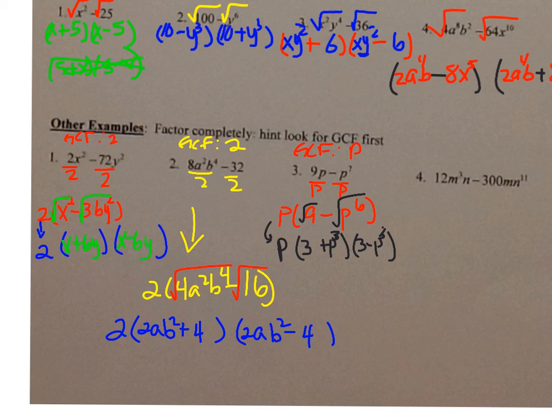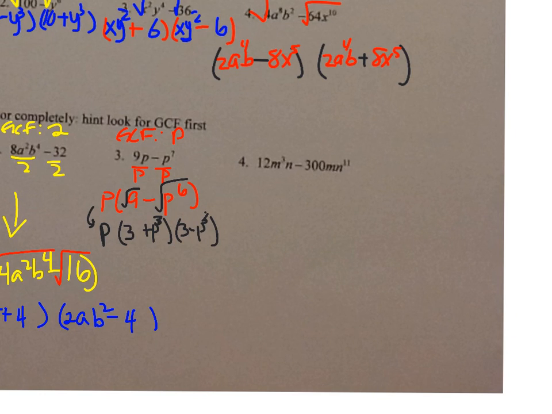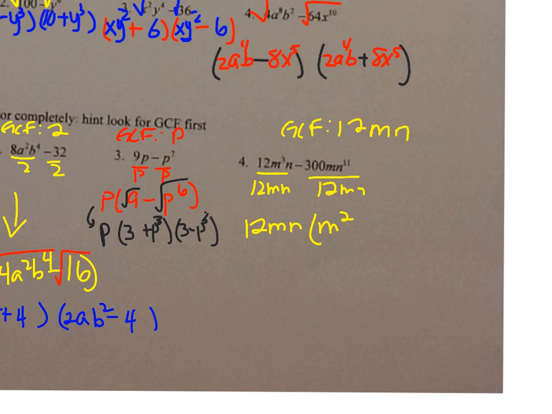Okay, and last one, number 4. All right, so let's see here. So I have 12 and 300. There is a GCF with that, and actually it is 12. 12 does go into 300. So the GCF is 12. All right, we have an m to the 3rd and an m, so m is part of it. An n and then an n to the 11th, so that would also be n. So it'd be 12mn. All right, so it's going to be 12mn times m squared minus 25n to the 10th.